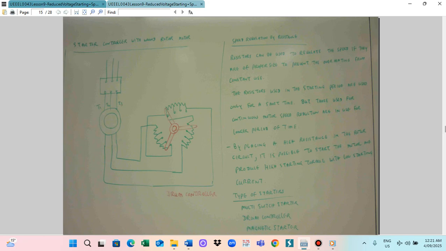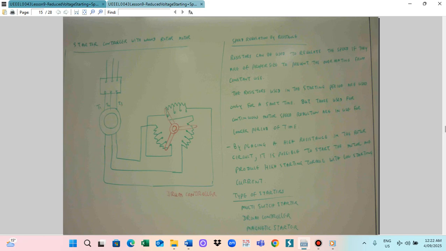Resistors can be used to regulate the speed if they are of the proper size to prevent overheating from constant use. The resistors used in the starting period are used only for a short time, but those used for continuous motor speed reduction are in use for a longer period of time. By placing a high resistance in the rotor circuit, it is possible to start the motor and produce a high starting torque with a low starting current.